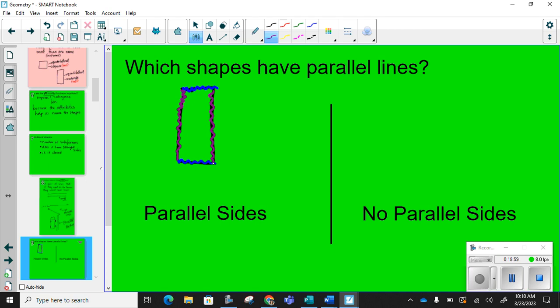So far, so good? So, where would I put that in my t-shirt? Would I put it in the side that says parallel sides, or would I put it in the side that says no parallel sides? It's not a trick question. Ava, where did I put it? Parallel sides. Parallel sides.